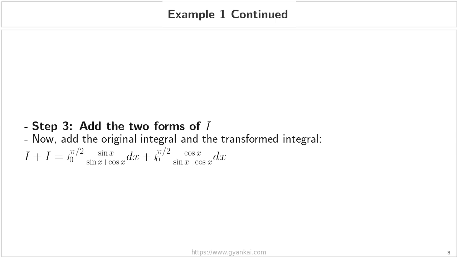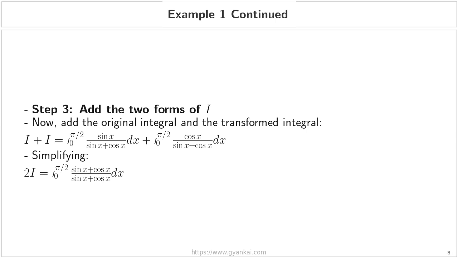So, we write I plus I equals, and now we write out both integrals. The first one is the original integral, the integral from 0 to pi over 2 of sine of x divided by sine of x plus cosine of x. And then, plus the transformed integral we obtained using the reflection property, which is the integral from 0 to pi over 2 of cosine of x divided by sine of x plus cosine of x.